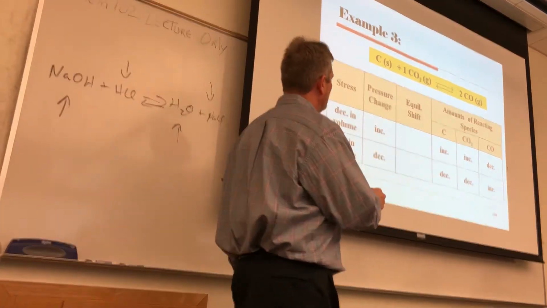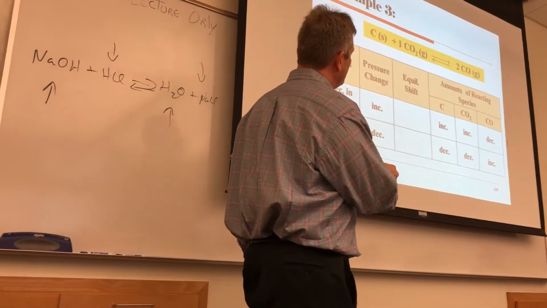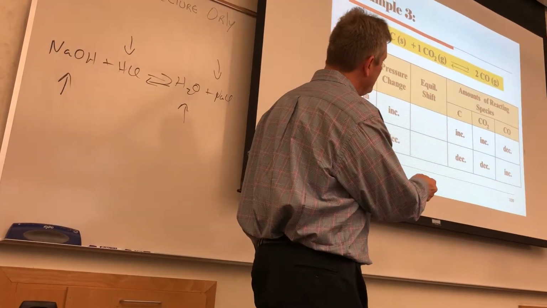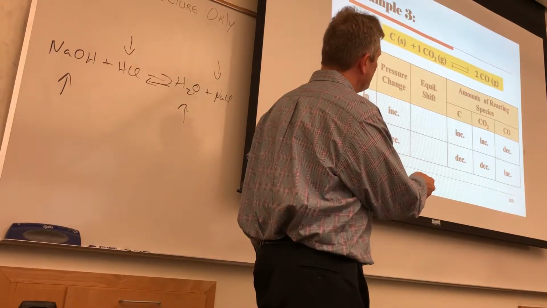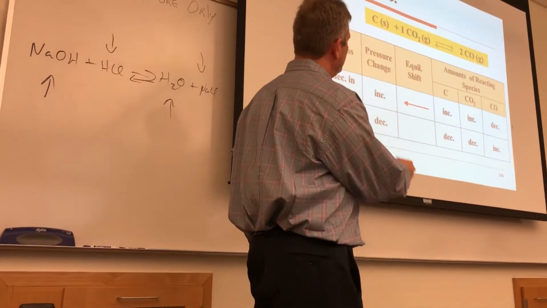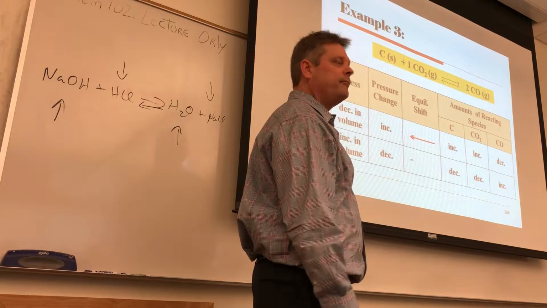When I decrease the volume, that also means I increase the pressure. So if I increase the pressure, it's going to move away from where I have more pressure. So it's going to move from the right to the left. It's going to move from more moles to less moles. So it should shift to the left. Which means that this increases, that increases, that decreases. And of course, if I do the opposite, it goes back towards it.